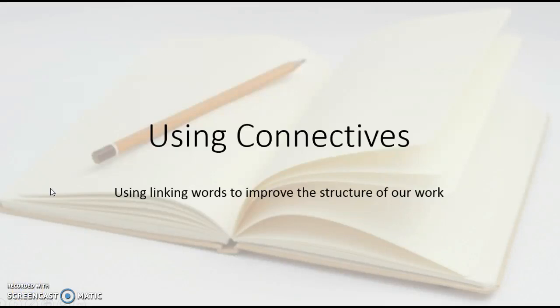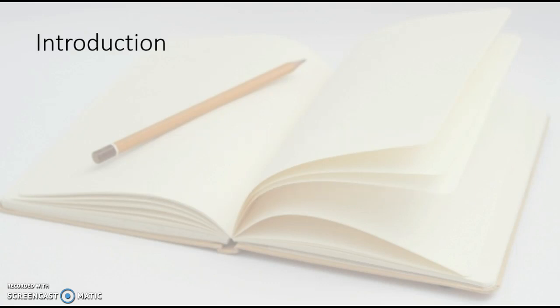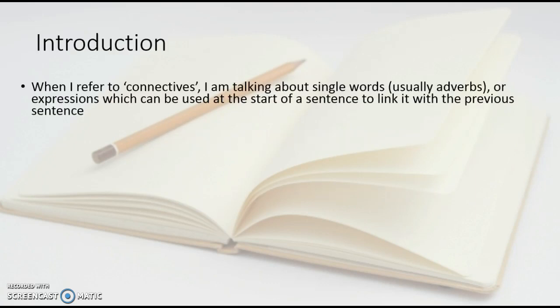In this screencast, we're going to talk about connectives. Now, these are linking words that we use in the middle of a paragraph, which help to improve the structure, and it tells the reader exactly what type of information is going to happen next. So when I refer to connectives, I'm usually talking about single words, which are usually adverbs, or small expressions which can be used at the start of a sentence to link it with the previous sentence.